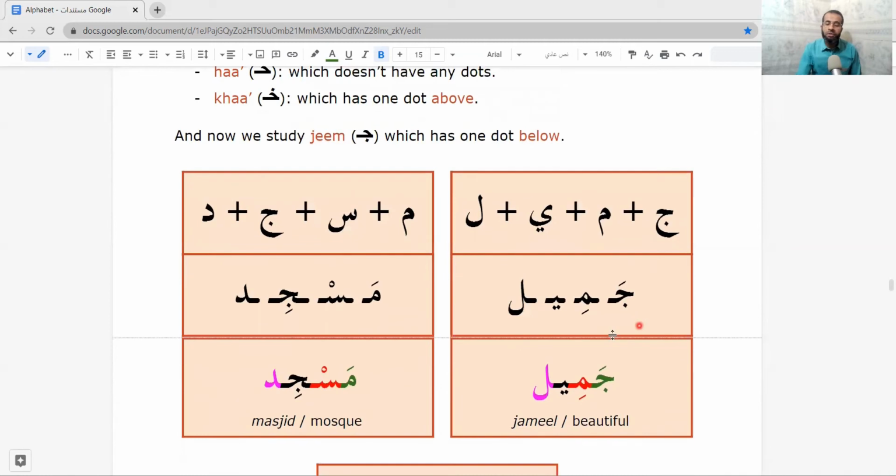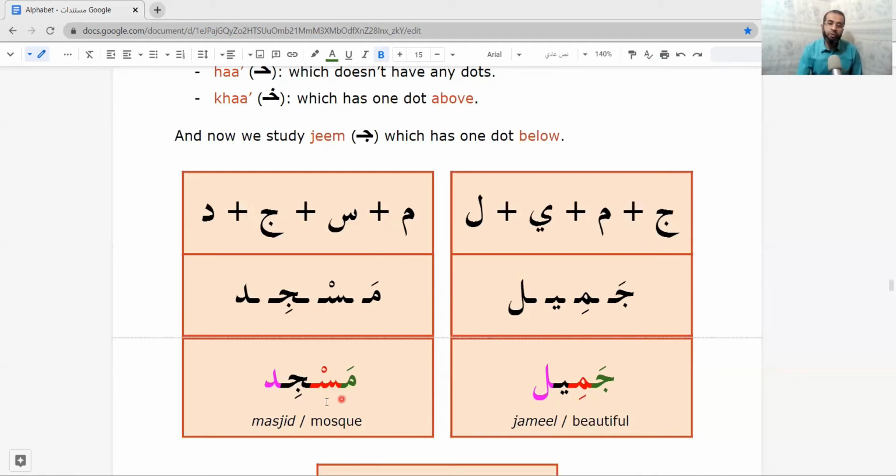Let's read these words. Beautiful. 4 letters. Jim, Mim, Ya, Lam. The Jim has fatha, so we say Ja. The Mim has kasra, so we say Mi. It's followed by long vowel Yi, so we say Jami, and then L. Jamil, Jamil.